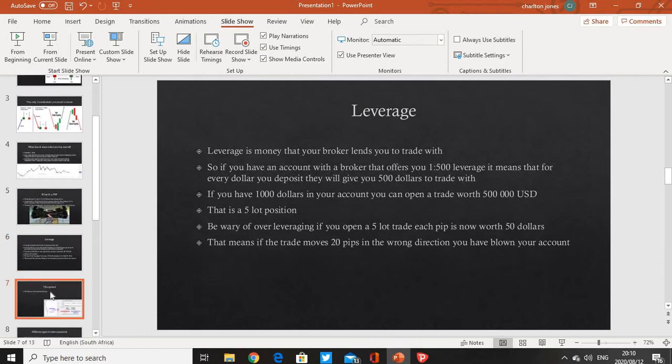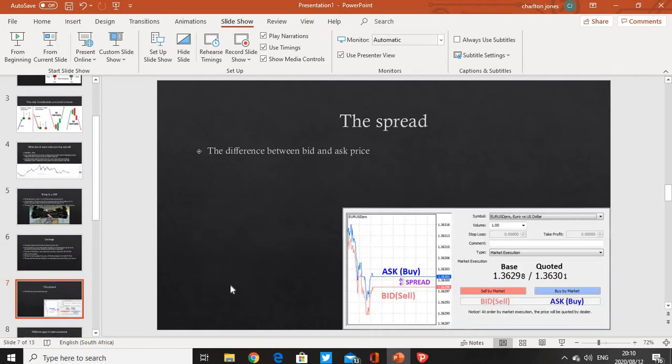Such high leverage. Okay, so in Forex, a lot of times you've probably heard about the spread. This is the difference between the bid and the ask price. The bid price is the price that you sell the base currency at. And the ask price is the price you buy the currency back from your broker, or the broker buys it from you. So the difference between the bid and the ask is the spread.